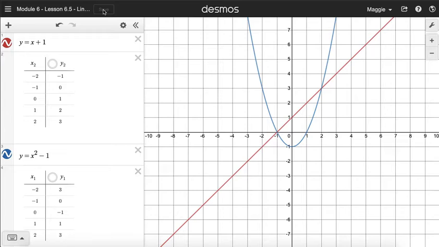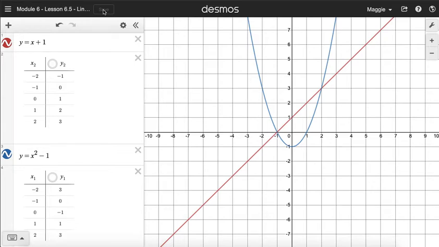In this particular lesson, we are going to be looking at a nonlinear equation compared to a linear one, or two nonlinear equations or graphs, comparing them and looking at where they intersect and describing the graphs that we see.